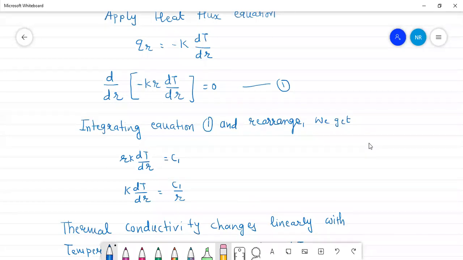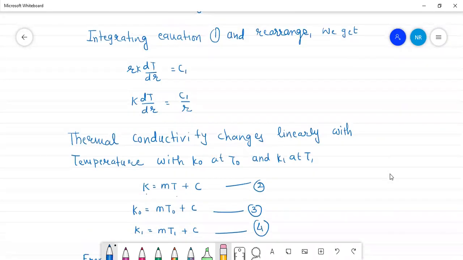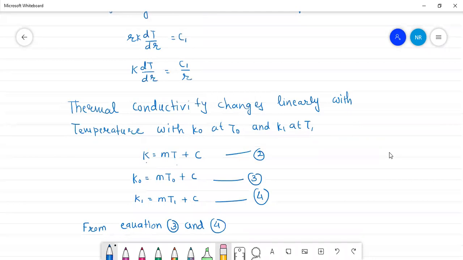Now here the example says that thermal conductivity changes linearly with temperature. So k is equal to mT plus C. And now we have two radii, so two temperatures and two conductivities. So K0 is equal to mT0 plus C, and K1 is equal to mT1 plus C.